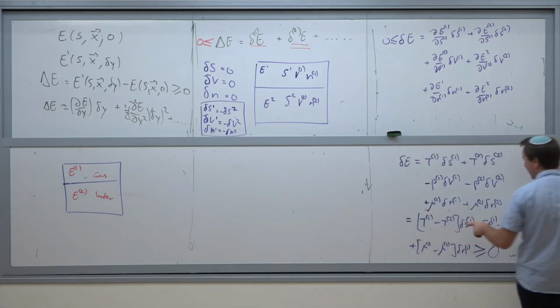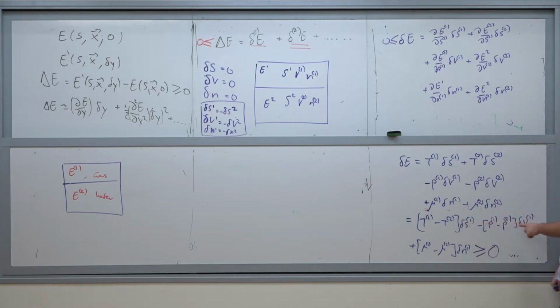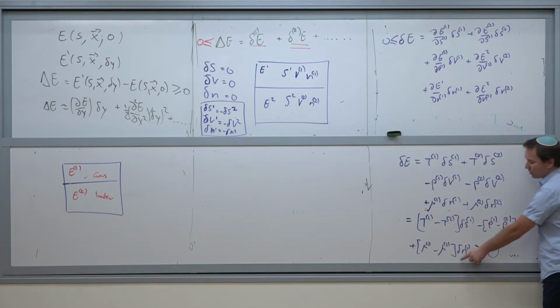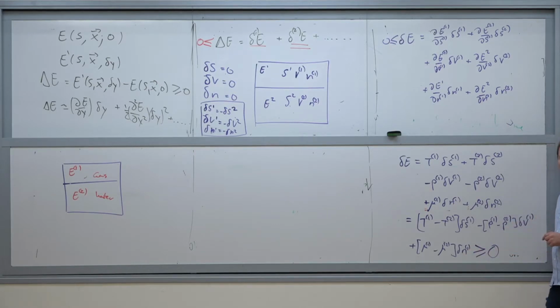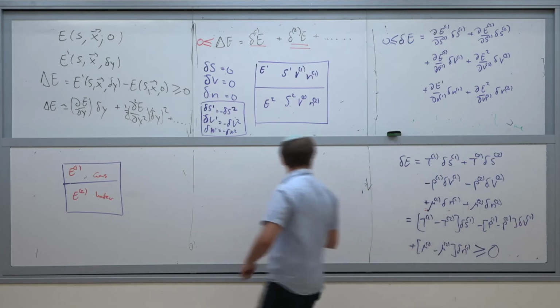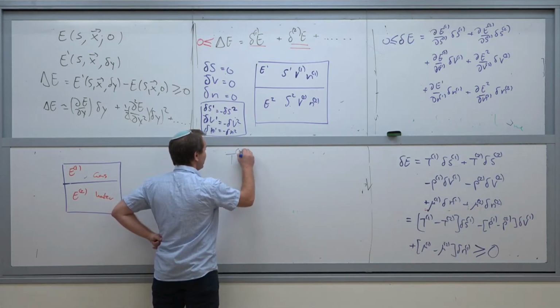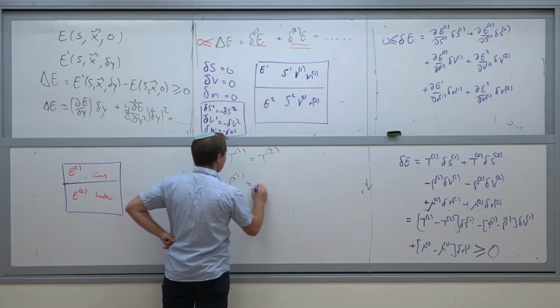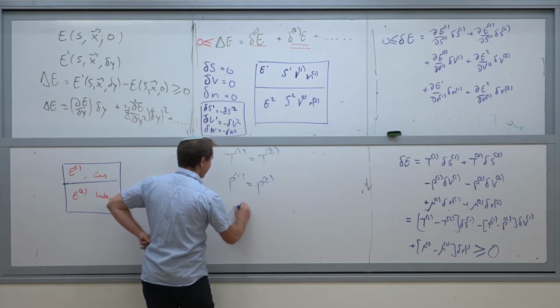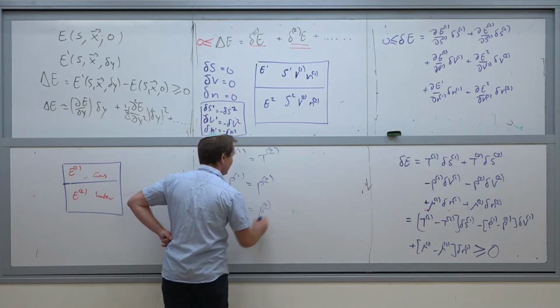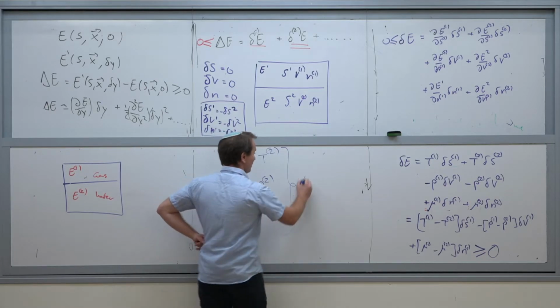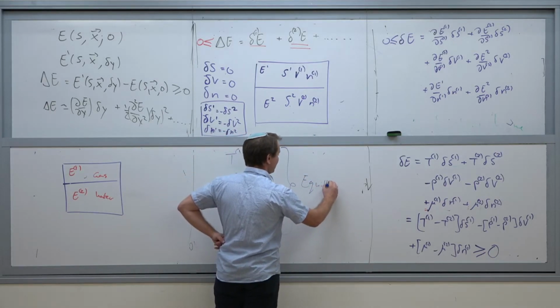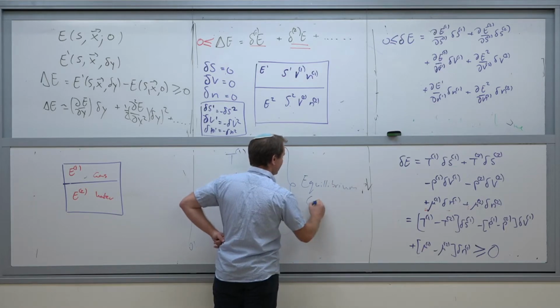Now, I can arbitrarily change delta S1. I can arbitrarily change delta V1. I can arbitrarily change delta N1. They are not related to each other. When does this inequality always hold? When it's 0, right? So, we are getting that T1 equals T2. And P1 equals P2. And mu1 equals mu2. Those are our equilibrium conditions.